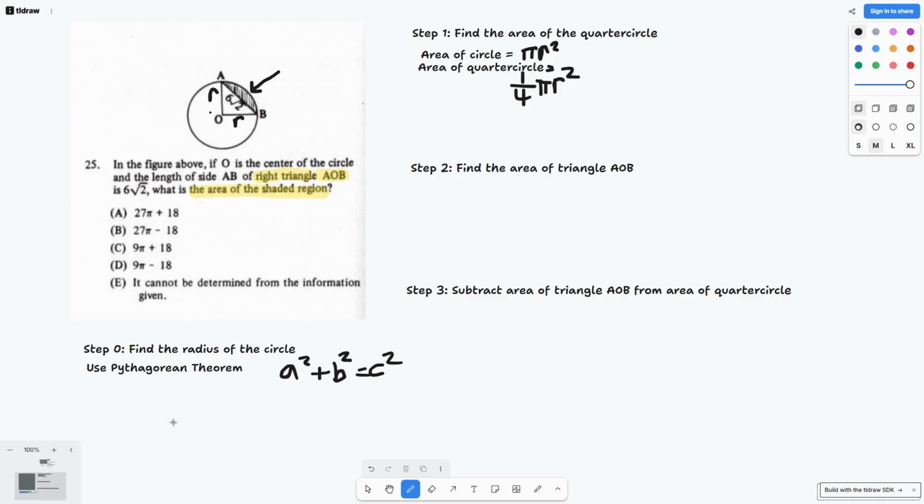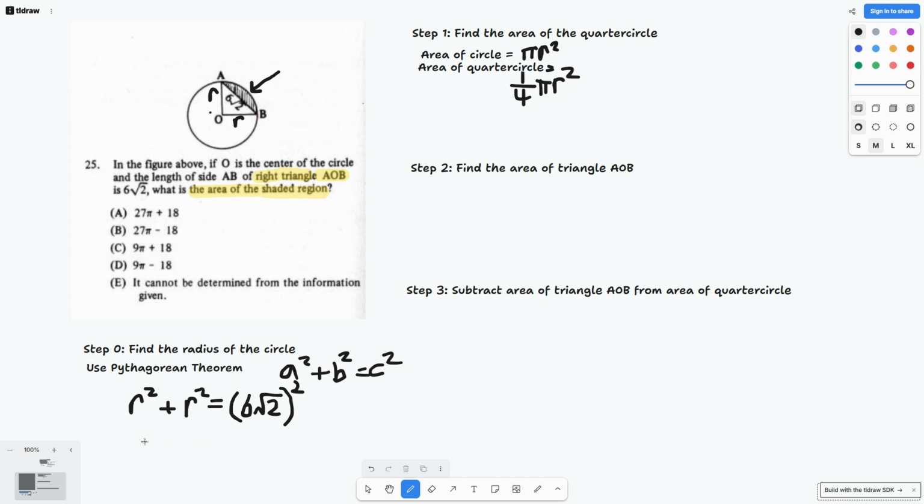Now we're just going to substitute. A and B are the length of the legs of the right triangle. In this case, both of those legs have a length r. So I'm just going to substitute r for A and r for B. And when we do that, we get r squared plus r squared is equal to c squared. C is the length of the hypotenuse. And the hypotenuse is the length 6 square root of 2. We're just going to substitute 6 square root of 2 for c. So we have r squared plus r squared is equal to 6 square root of 2 squared.